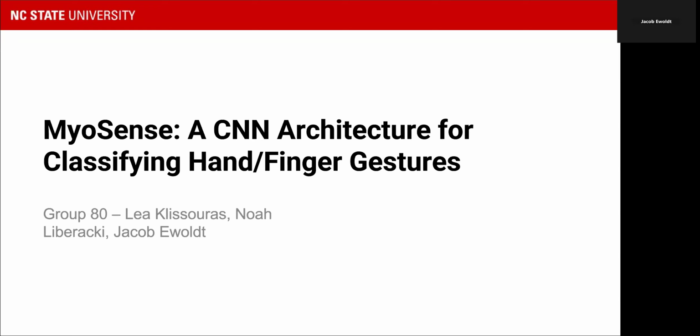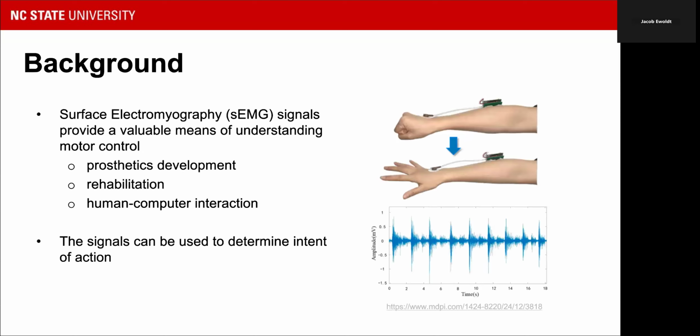In this project, we worked to develop a gated convolutional neural network for classifying hand and finger gestures using surface electromyography, or EMG. It's a cool intersection of machine learning and biomedical engineering, which we all have backgrounds in.